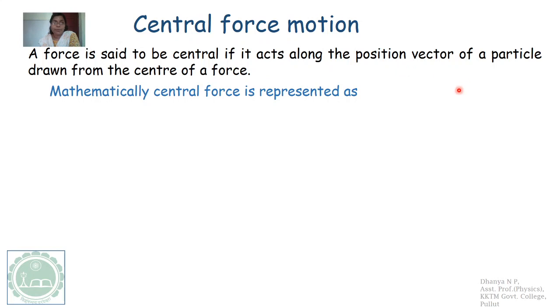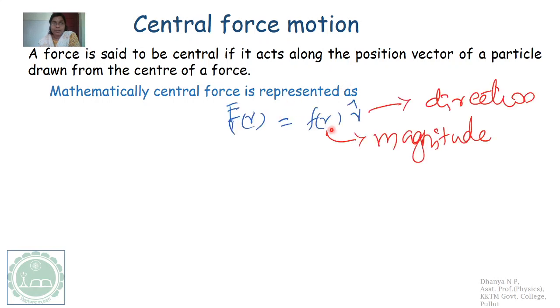F of r is a force, mathematically a central force can be represented as F of r is equal to the modulus, magnitude F of r, into unit vector r. This denotes the direction of the central force.